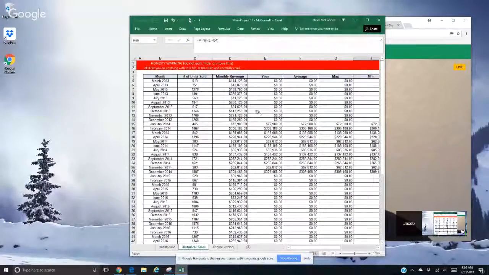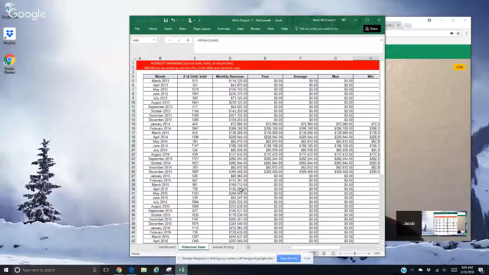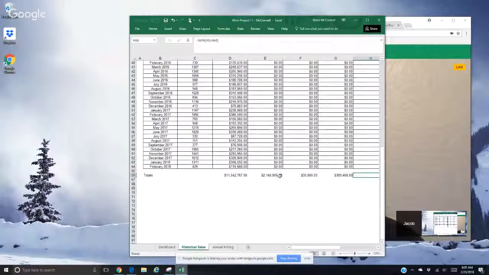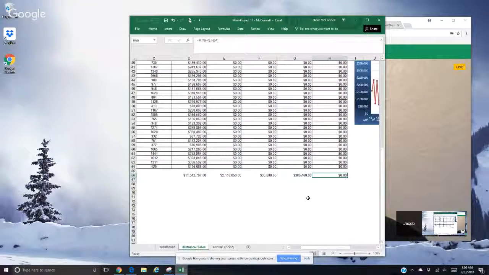So I'm having it pull out my dashboard date, and I'm having it pull out the year, and then it just gives me the revenue, the average. So I'm taking those years, and then I've got the sum for revenue, I've got the average, I've got the max, and for some reason the min isn't working. I've done them all the exact same way.